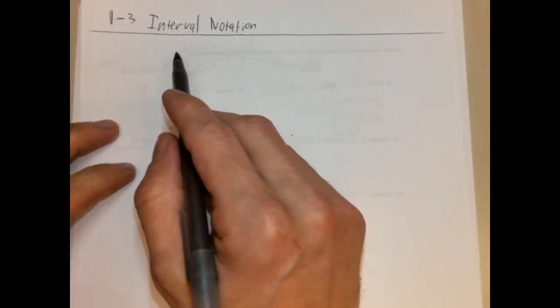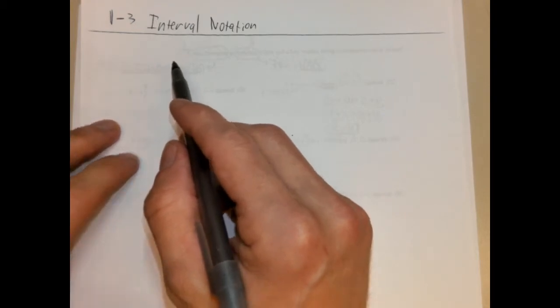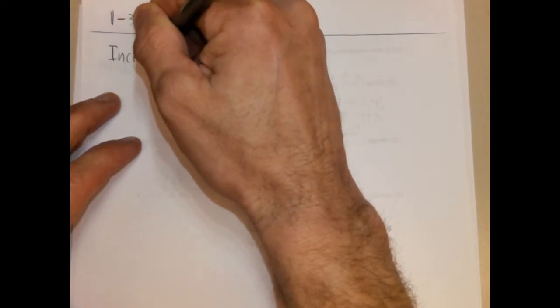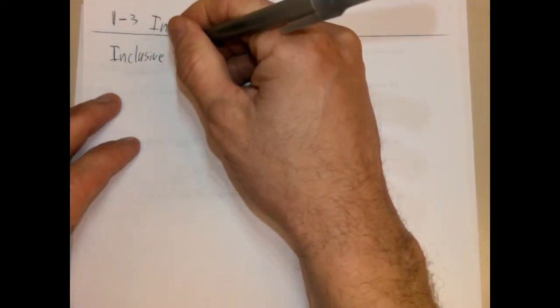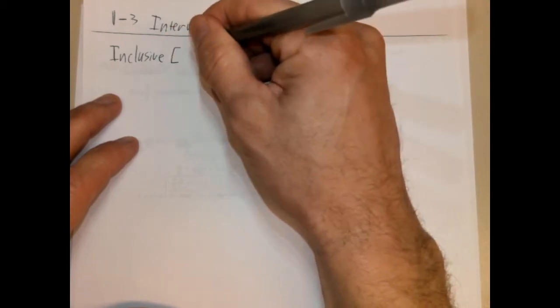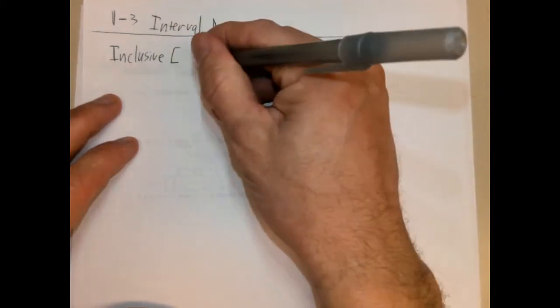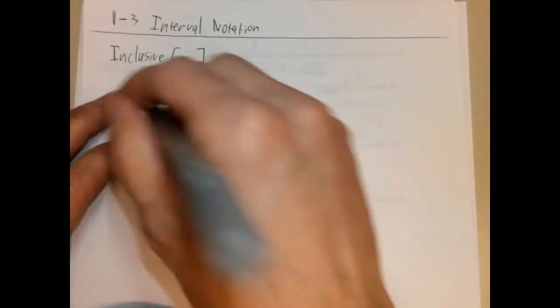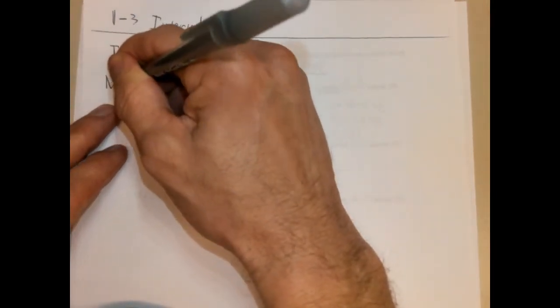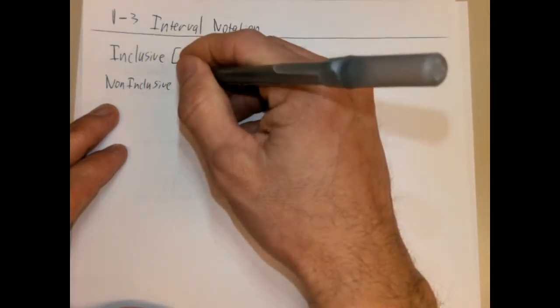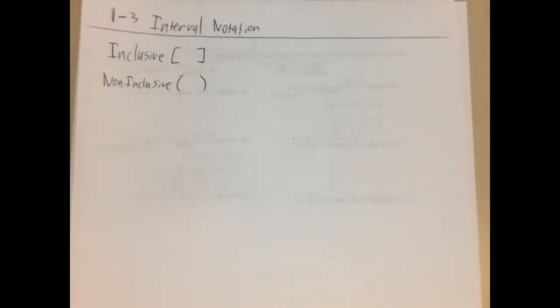So before we start with interval notation, I think the most important thing is to understand the difference between inclusive and non-inclusive. Inclusive is specified with brackets. So inclusive means it's included. It's part of the set. It's part of the data set. Non-inclusive is going to be shown using parentheses, and that means not included. And you'll see what I mean once we actually have a graphical representation of it.